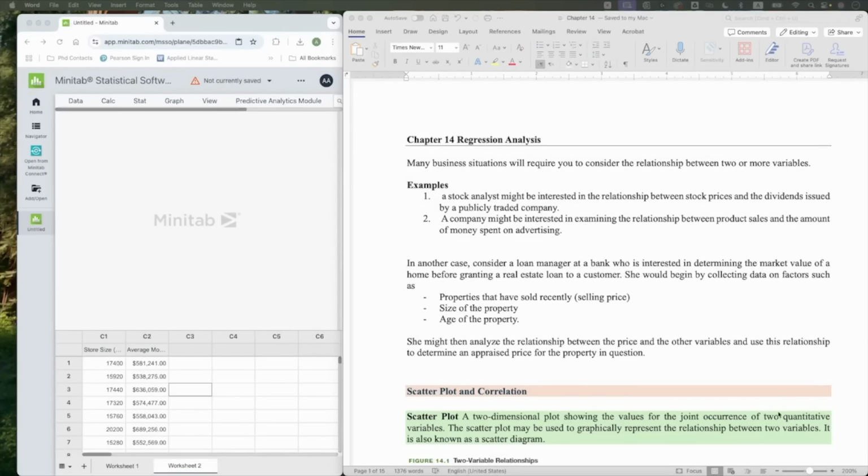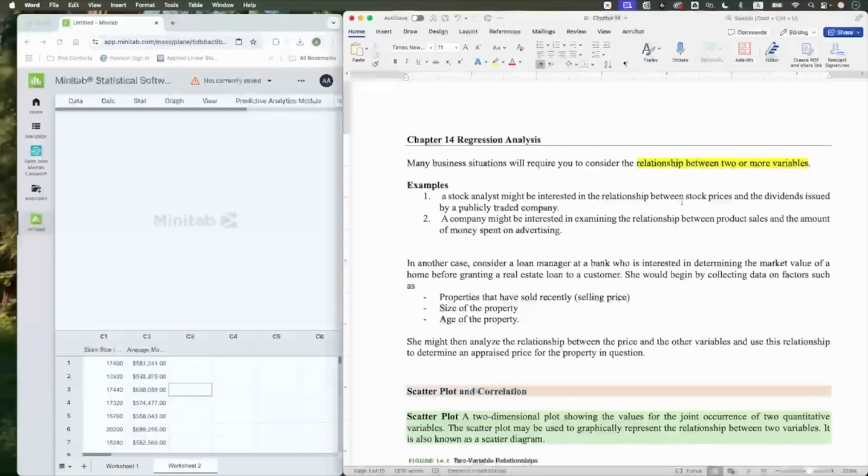Okay, this is chapter 14, and we will start talking about regression analysis, and this is going to be for two chapters, chapter 14 and chapter 15. In this chapter and the next chapter, we are going to study the relationship between two or more than two variables. So the goal is to study the relationship between multiple variables.